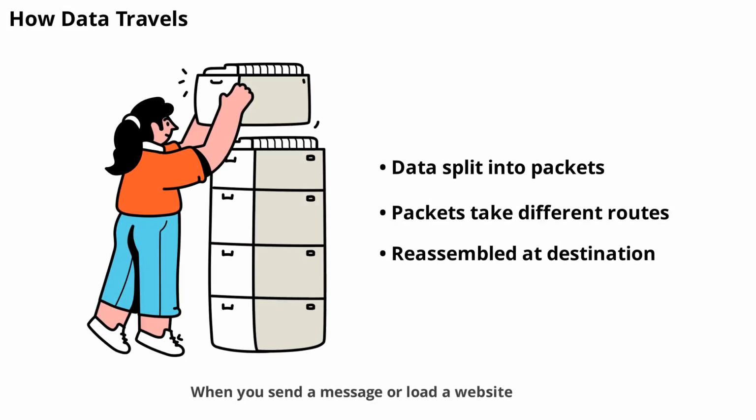When you send a message or load a website, your data doesn't travel in one big chunk. Instead, it's broken into smaller pieces, called packets. Each packet finds its way through the network, sometimes taking different routes, and is reassembled at the destination. This system makes the internet fast and reliable, even if some parts of the network are busy or temporarily down.